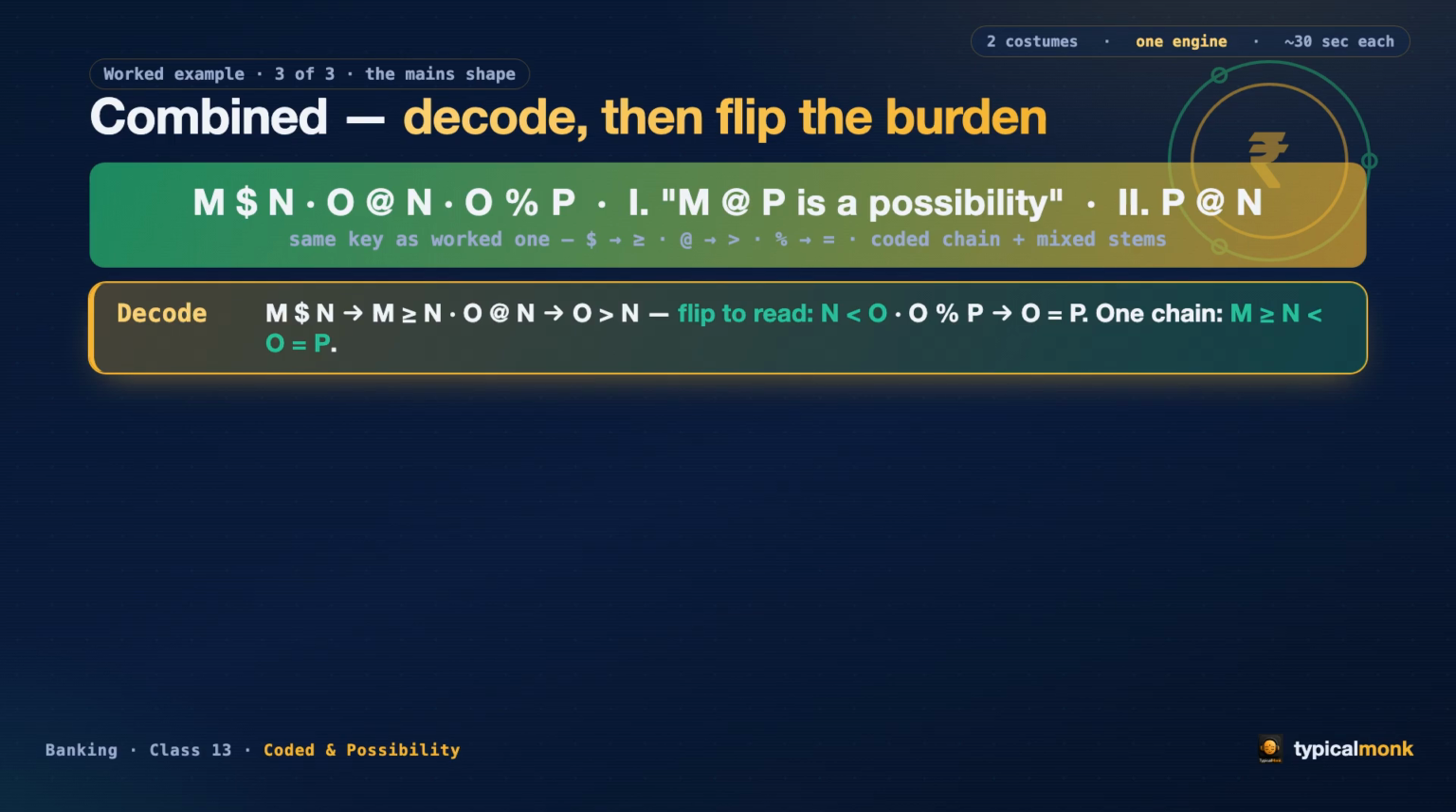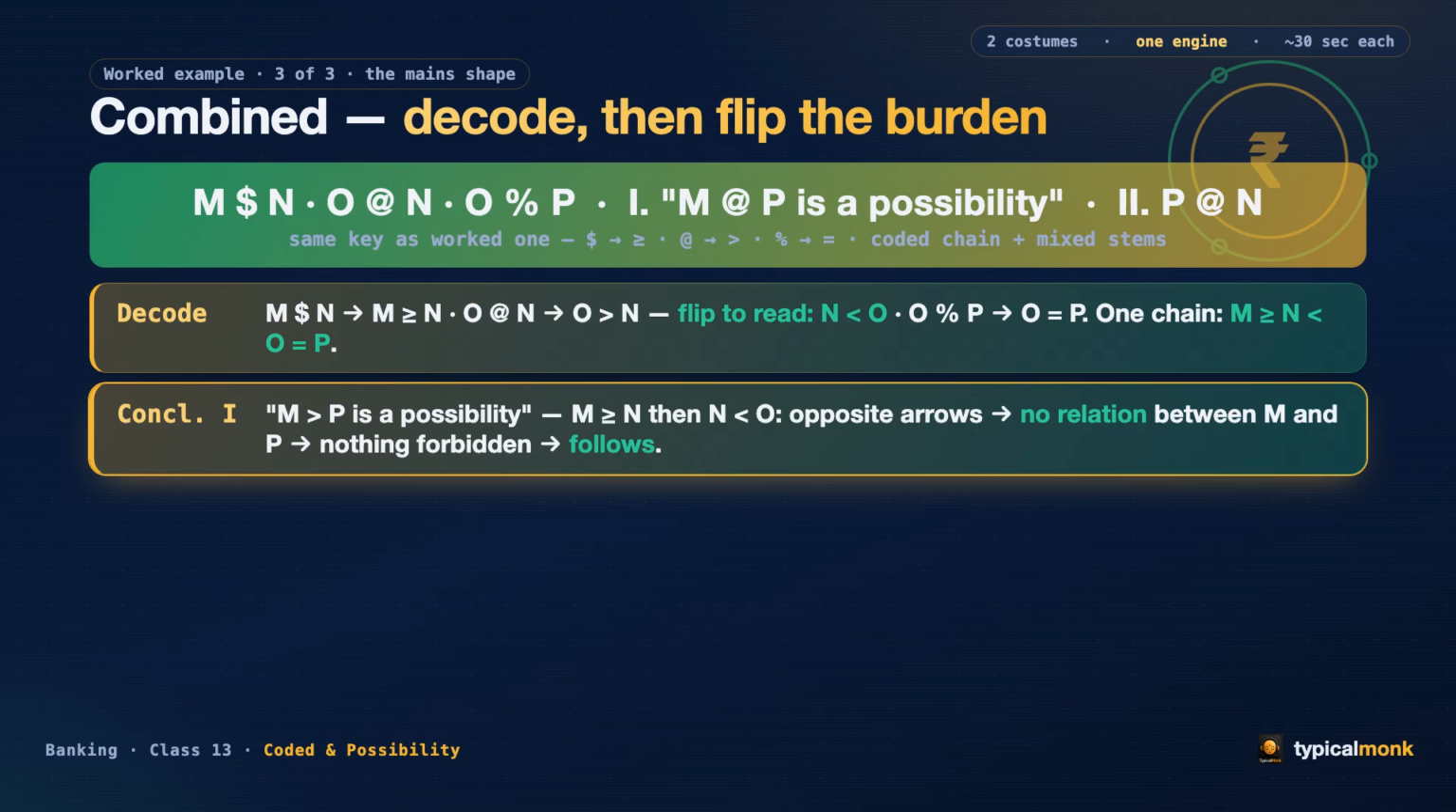Statements: M dollar N, O at the rate N, O percent P. Conclusions: 1. M at the rate P is a possibility. 2. P at the rate N. Step 1. Decode. M dollar N, M greater than or equal to N. O at the rate N, O greater than N. Flip it to read N less than O. And O percent P, O equal to P. One chain forms: M greater than or equal to N, N less than O, O equal to P.